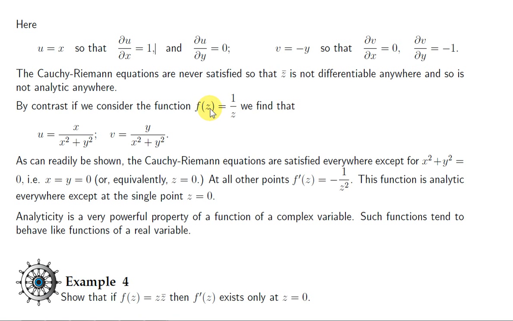The derivative of f of z is minus 1 over z squared. So this is just like differentiating a real valued function. Say 1 over x is minus 1 over x squared.